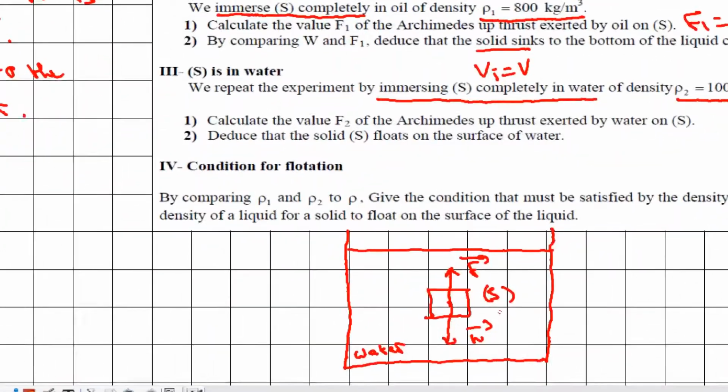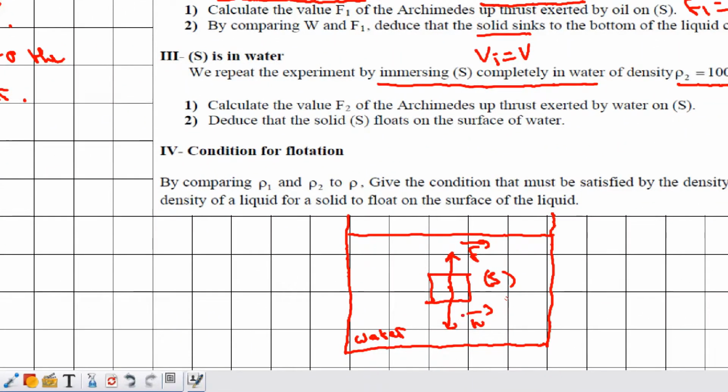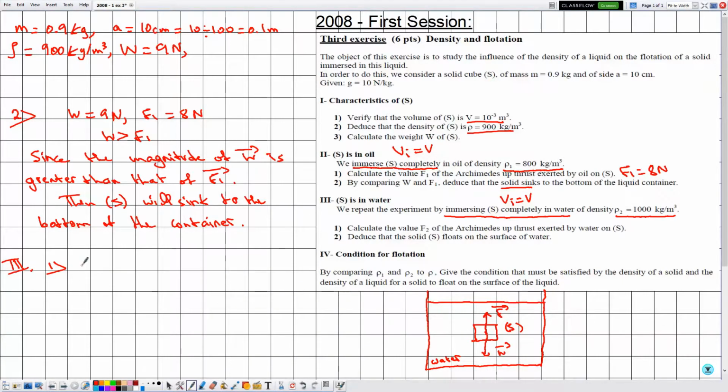Now, performing the same previous discussion of the different methods in calculating the value of F, we will be left with the following method: F upthrust is equal to the density of the liquid times the volume of the immersed part times G.